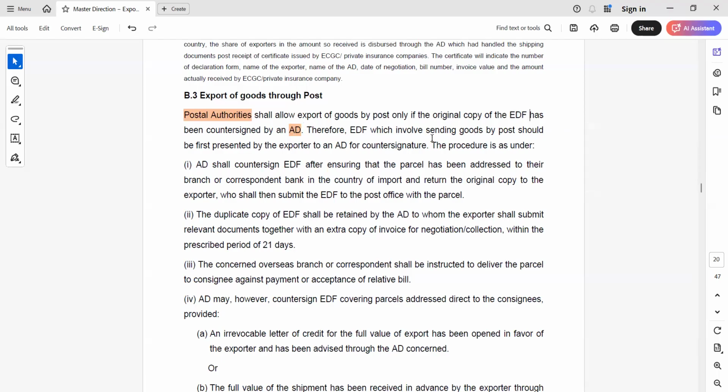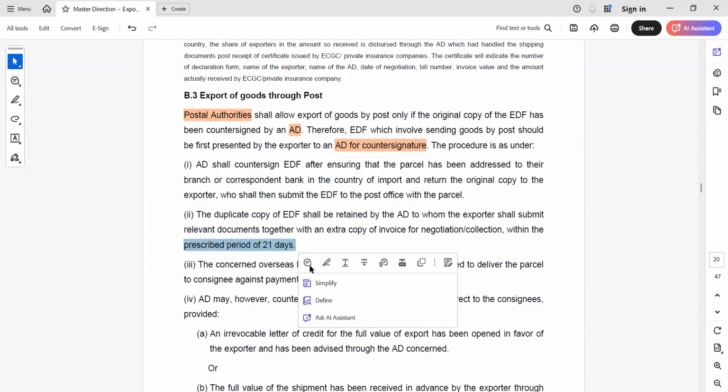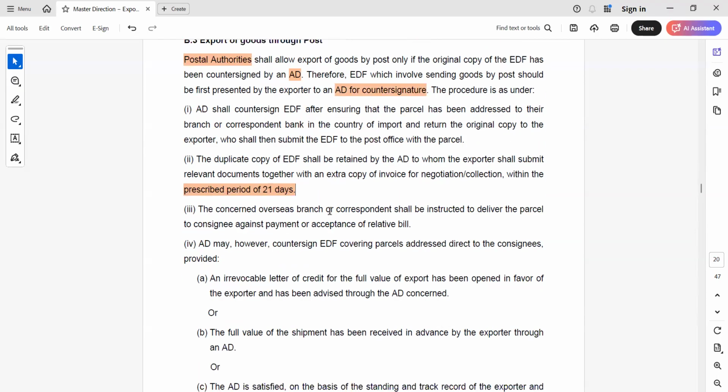And therefore, the EDF, which involves sending goods by post, should first be presented by the exporter to the AD for countersignature. So firstly, the bank will sign in that. Okay, so the procedure is given. The AD shall countersign the EDF after ensuring that the parcel has been addressed to their branch or correspondent bank in the country of import and return the original copy to the exporter. Okay, so they also have to give documents within 21 days, and the concerned overseas branch or correspondent shall be instructed to deliver the parcel to the consignee against payment or acceptance of the relative bill.